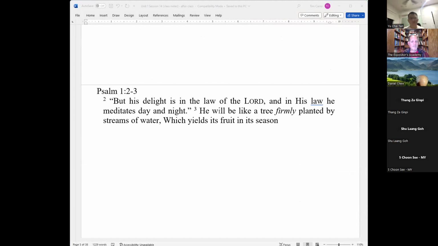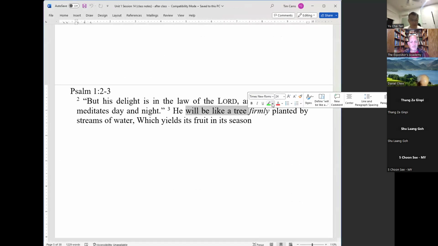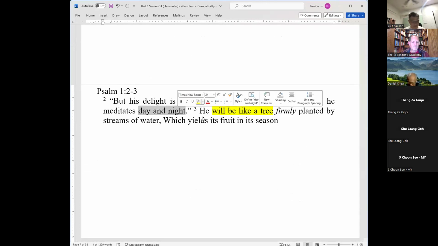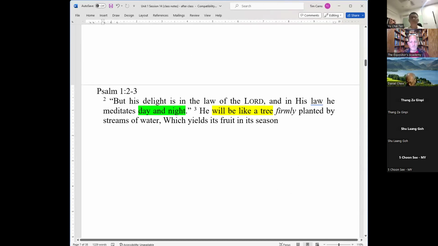If you remember, he will be like a tree. It's a simile. Notice the word like. It's a comparison of the man who does not walk in the counsel of the wicked. The righteous man will be like a tree, firmly planted. And then notice day and night. That's a merism. He meditates on his law day and night. Well, it's not literal. He's not doing it every second of every hour of every day, but it's just an expression indicating his commitment to do it consistently and frequently. So a use of a merism draws that out.